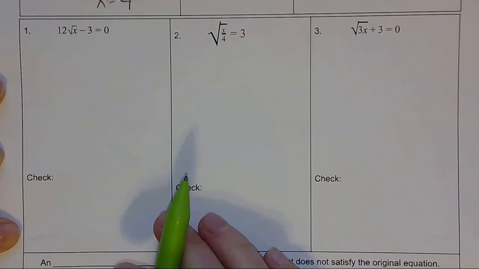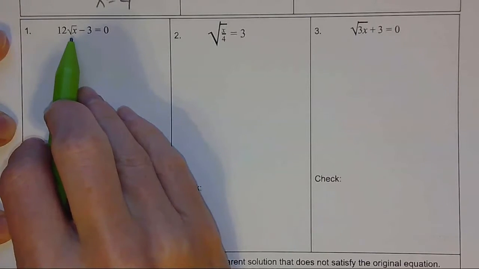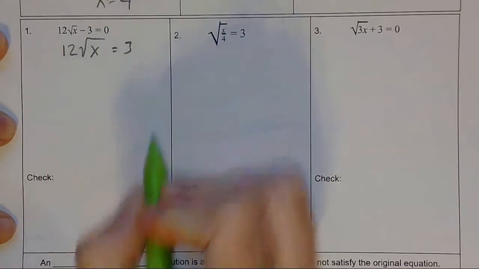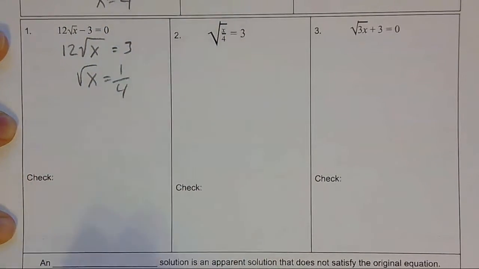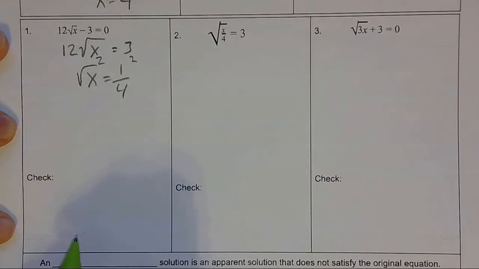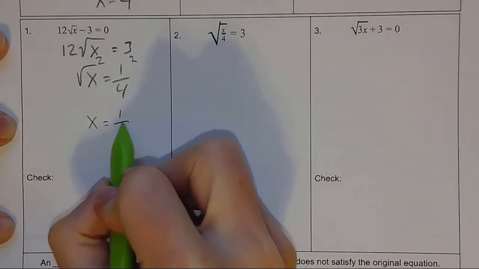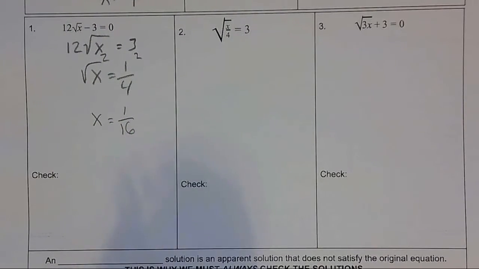Obviously, you guys are honors, so I do want to get to the really crazy ones. Okay, again, isolate my radical, so move that 3 over. Divide by 12. And then square both sides. And if I'm going too fast, I apologize. I do have time to afford to slow down. And you get x equals 1/16.